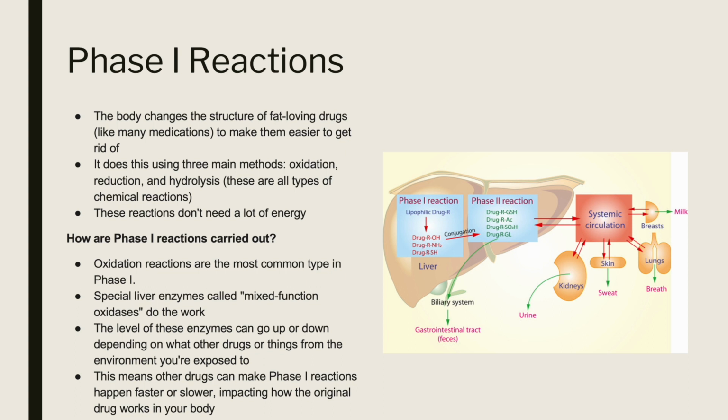So big picture here, the more drugs a patient is taking, the longer their laundry list of medications is, the more likely that drugs are going to affect the way other drugs are working in the body. If we're taking a bunch of drugs, these phase 1 reactions are either going to happen faster or slower because of how other things are reacting in the body.